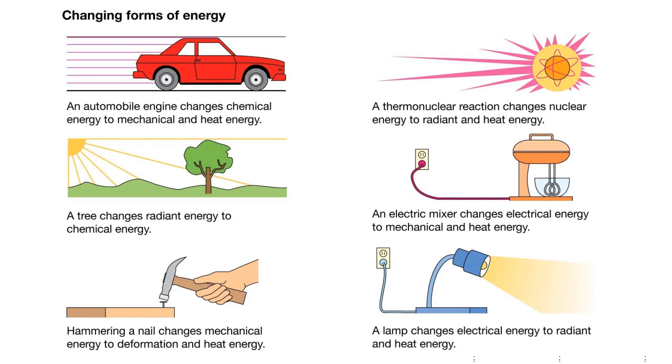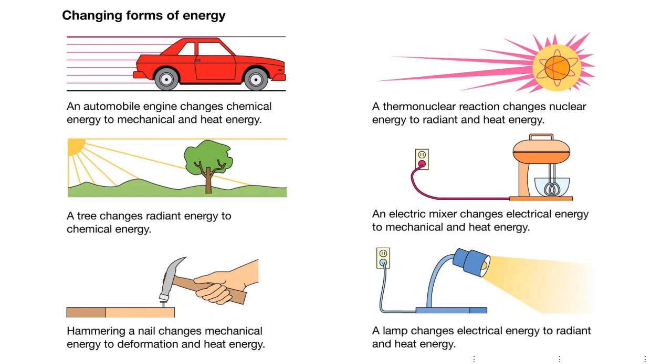Let's start by looking at some examples of how energy changes from one form to another. When a car engine runs, it converts chemical energy stored in fuel into mechanical energy that moves the car and heat energy that is released.